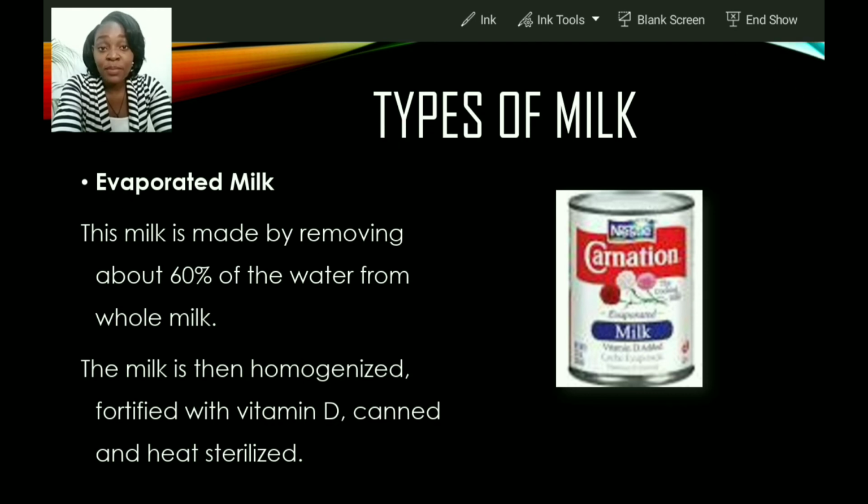The next type of milk that we will look at is evaporated milk. This milk is made by removing about 60% of water from whole milk. The milk is then homogenized, fortified with vitamin D, canned, and heat sterilized. So you may notice that the consistency of this milk is a little thicker than regular whole milk.